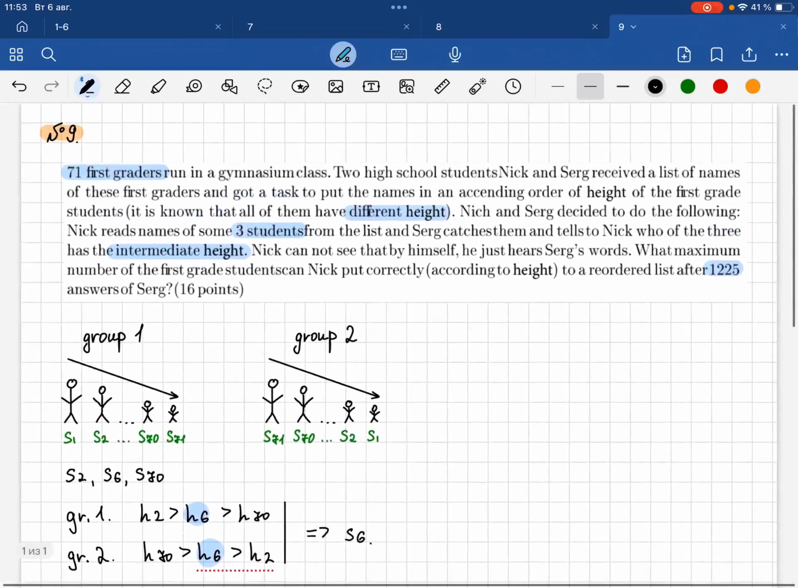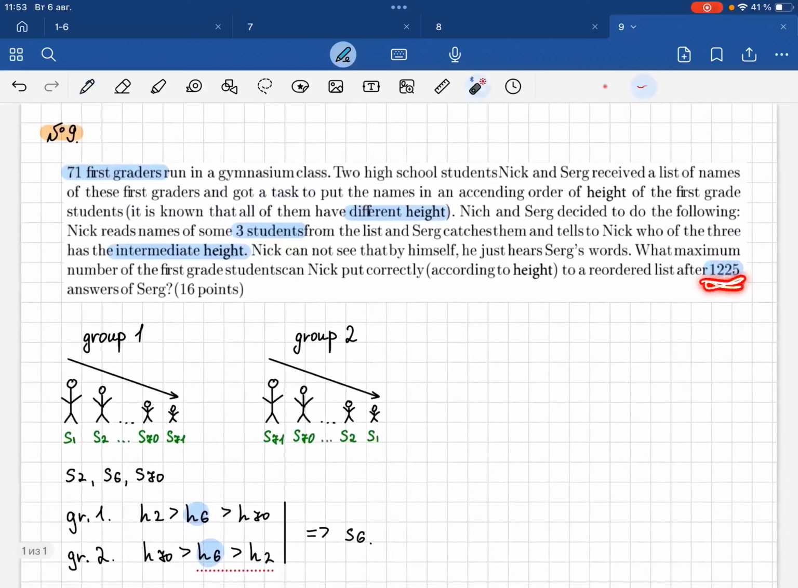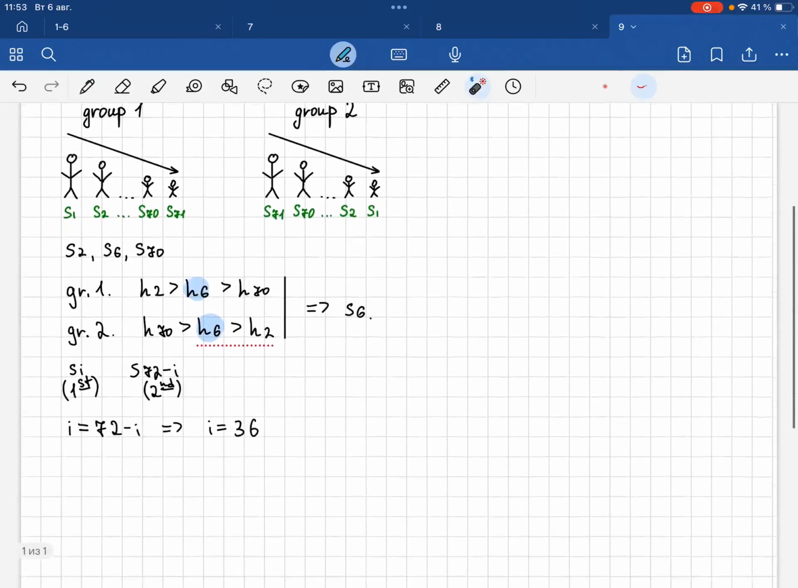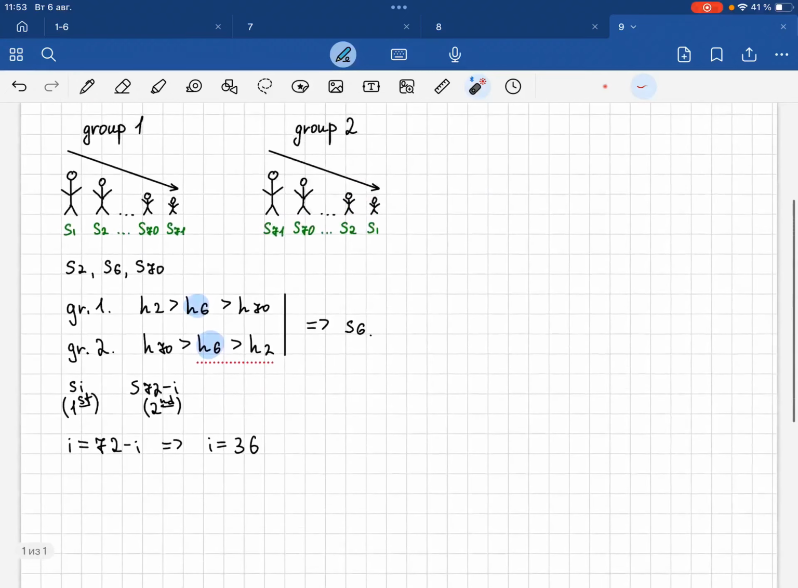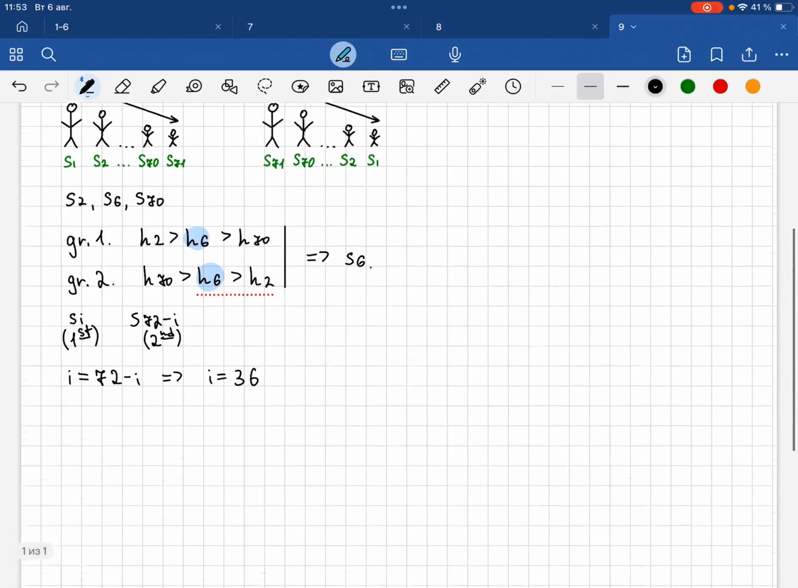And in the task we have 1225 questions. Okay, now let's show how to determine the central, or as we named him, intermediate student using the given number of questions. We will achieve this goal by repeating the procedure of finding extreme students in terms of height.